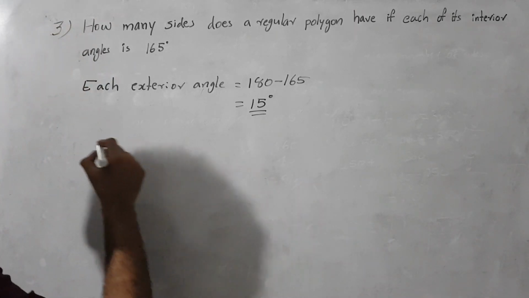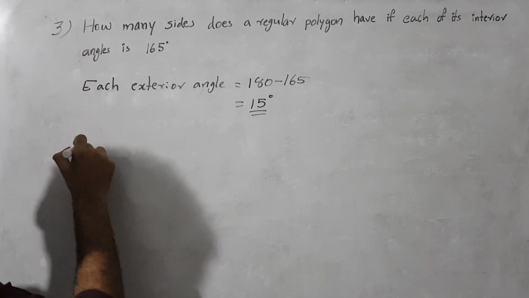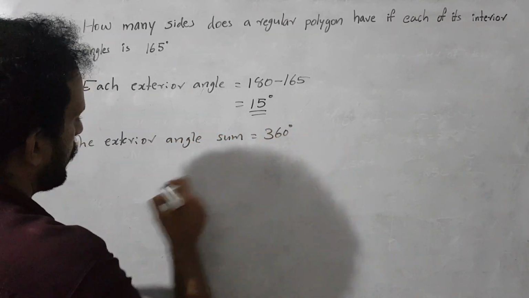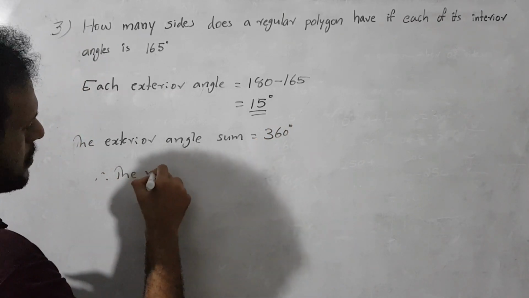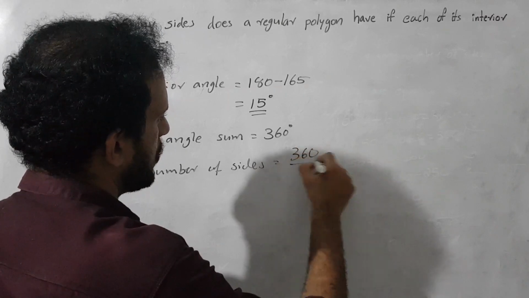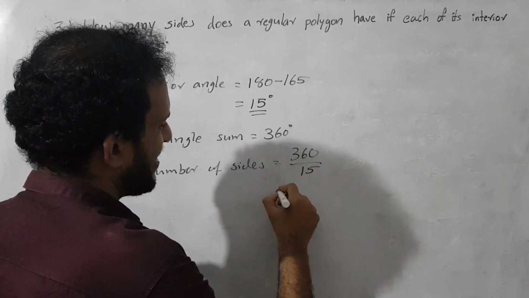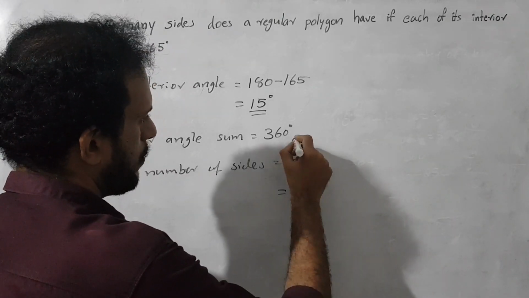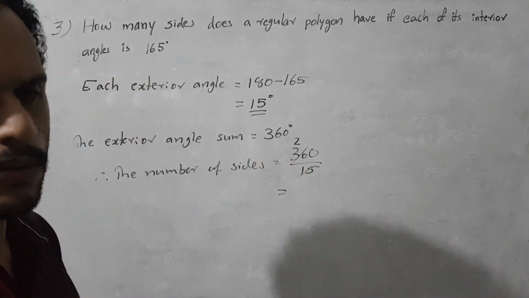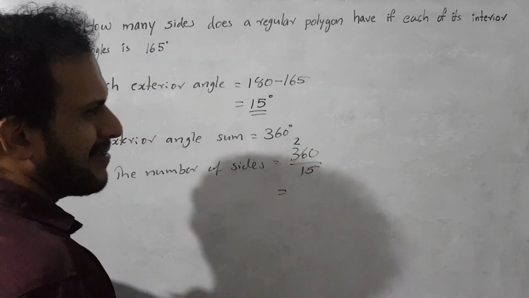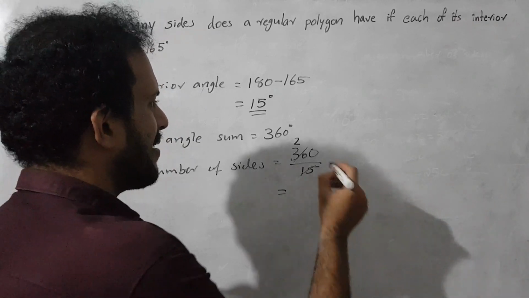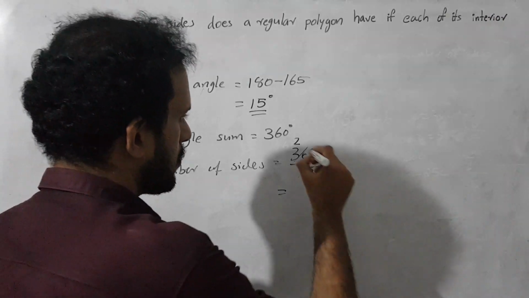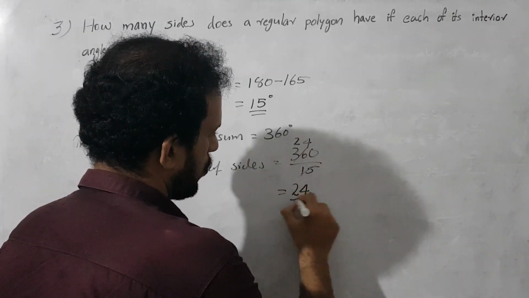Then what is next? Then we know the exterior angle sum is equal to 360 degrees. Therefore, the number of sides is equal to 360 divided by 15. What is 360 divided by 15? 15 times 2 goes to 36, that is 30. Then how much is the balance? 6 is the balance. Then 60. 15 goes into 60 how many times? 4 times.